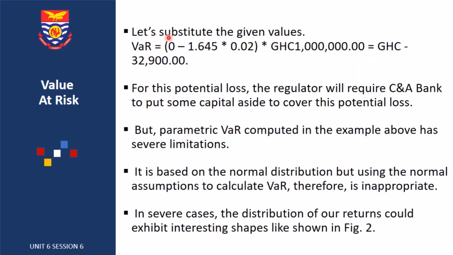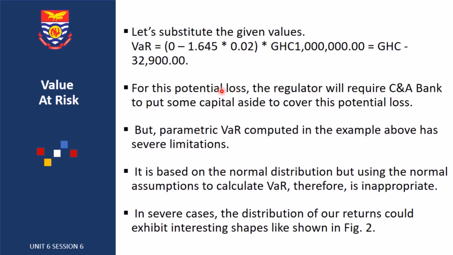So let's substitute the given values into our equation. The VAR now becomes 0 minus 1.645 multiplied by 0.02 times the 1 million Ghana cedis, and the value now becomes negative 32,900. So it means we are likely to make these losses given the tails, or the value at risk measure that we consider.